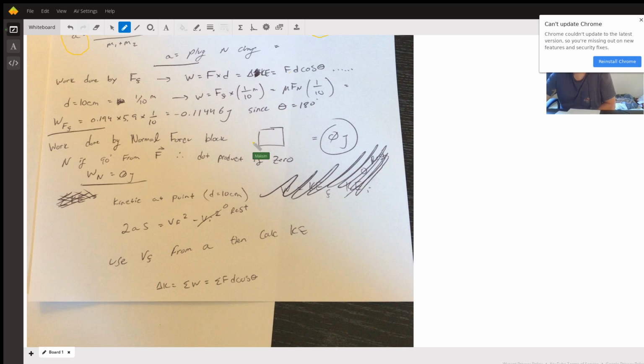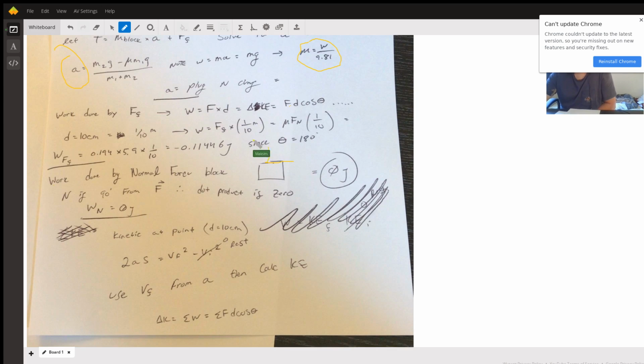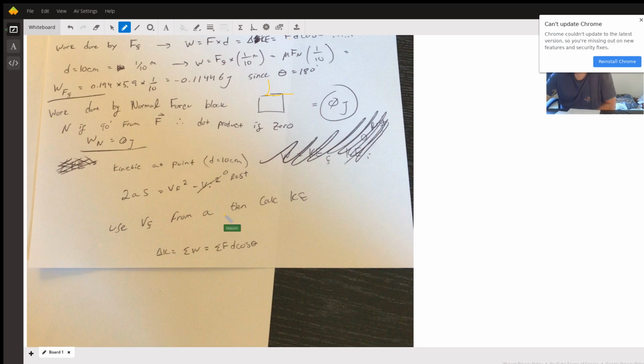Now going to the next one, work done by normal force. Since the normal force is perpendicular to the direction of travel, so it's going to have 90 degrees, there's no work done. Also, if you plug it into the equation, F dot d cosine theta, cosine of 90 is 0. So the math checks out.